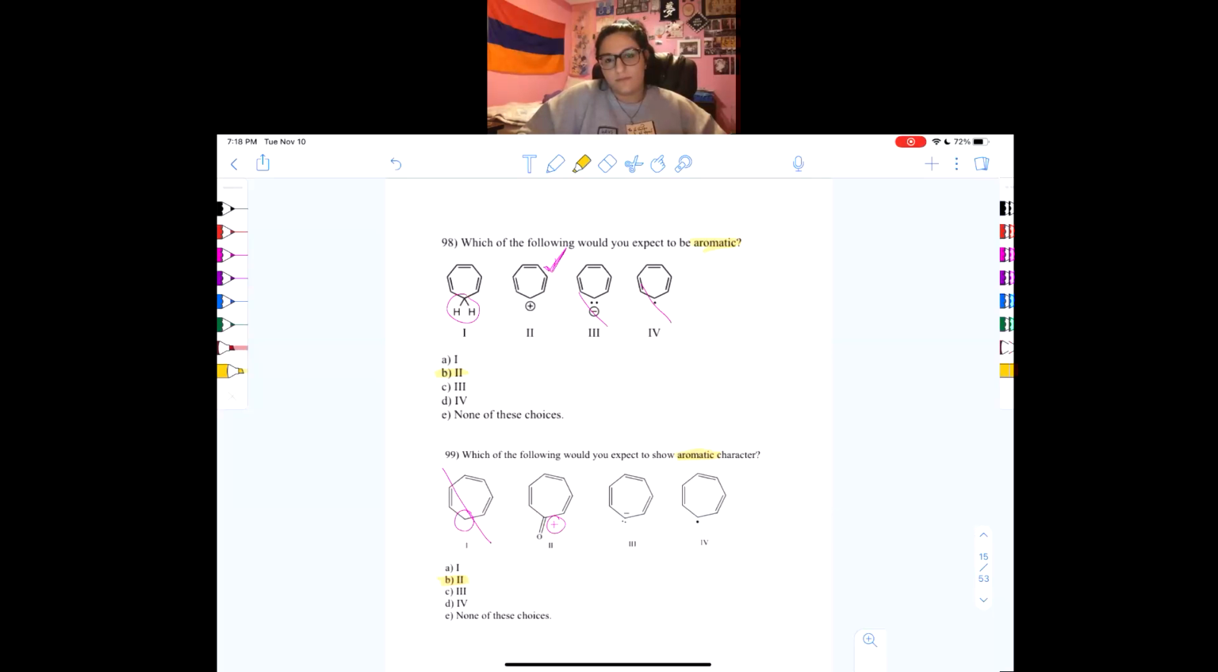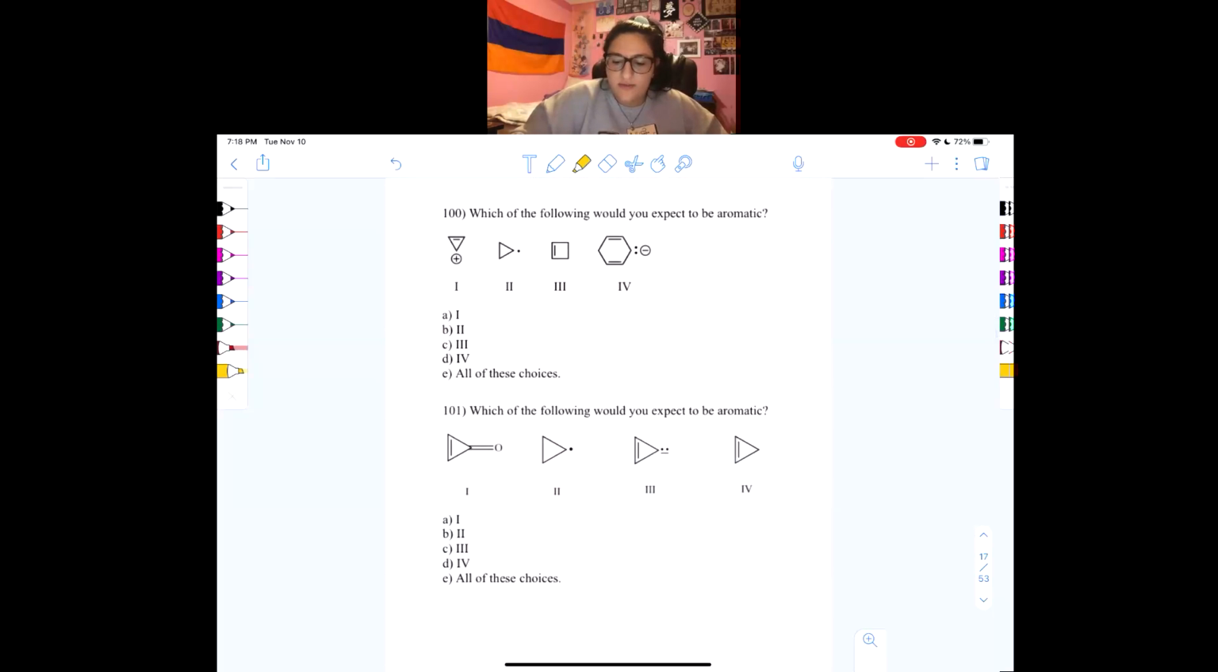Alrighty. So again, which one would you expect to be aromatic? That's the same for both of these questions. So what do you guys think for 100? You guys tell me. Okay, awesome. People said A. Really glad. So this is sp3, sp3, sp3. So all of these are non-aromatic, so they are all wrong. The only possible answer choice is A.